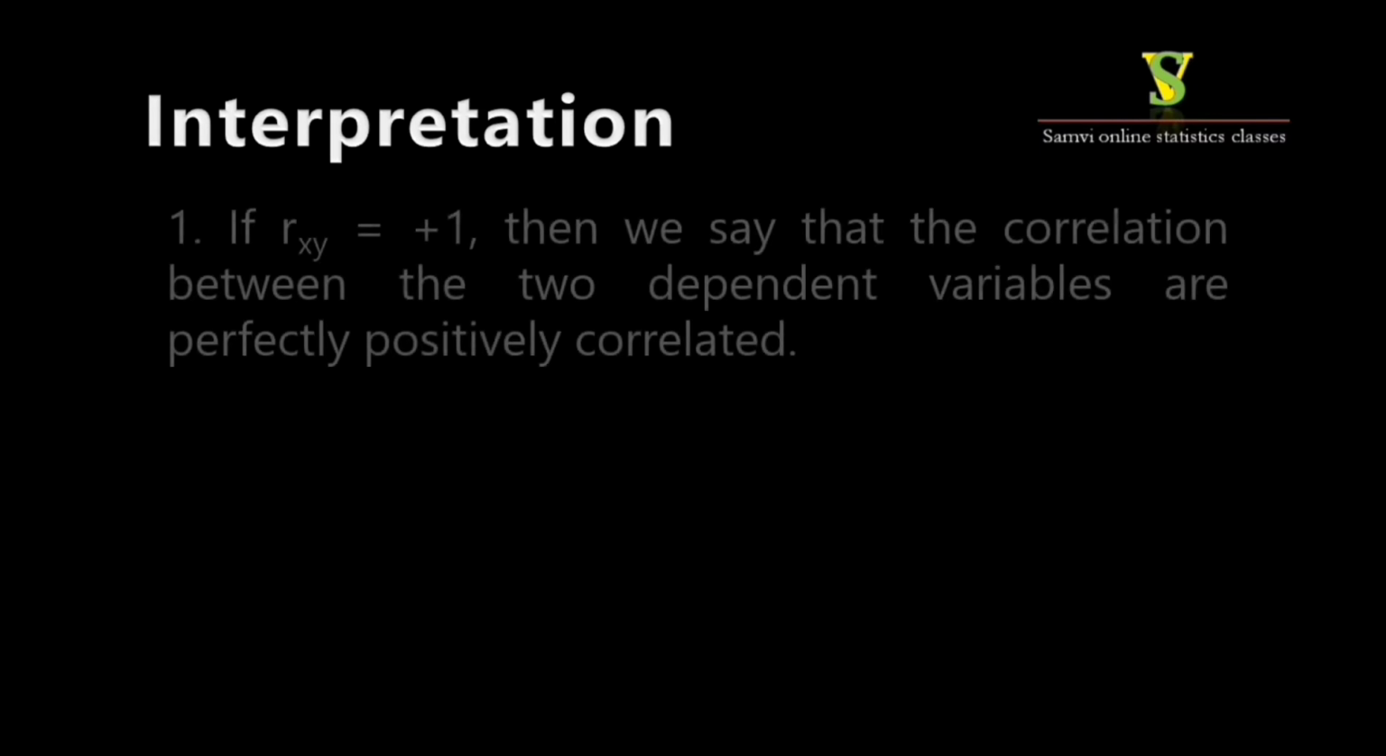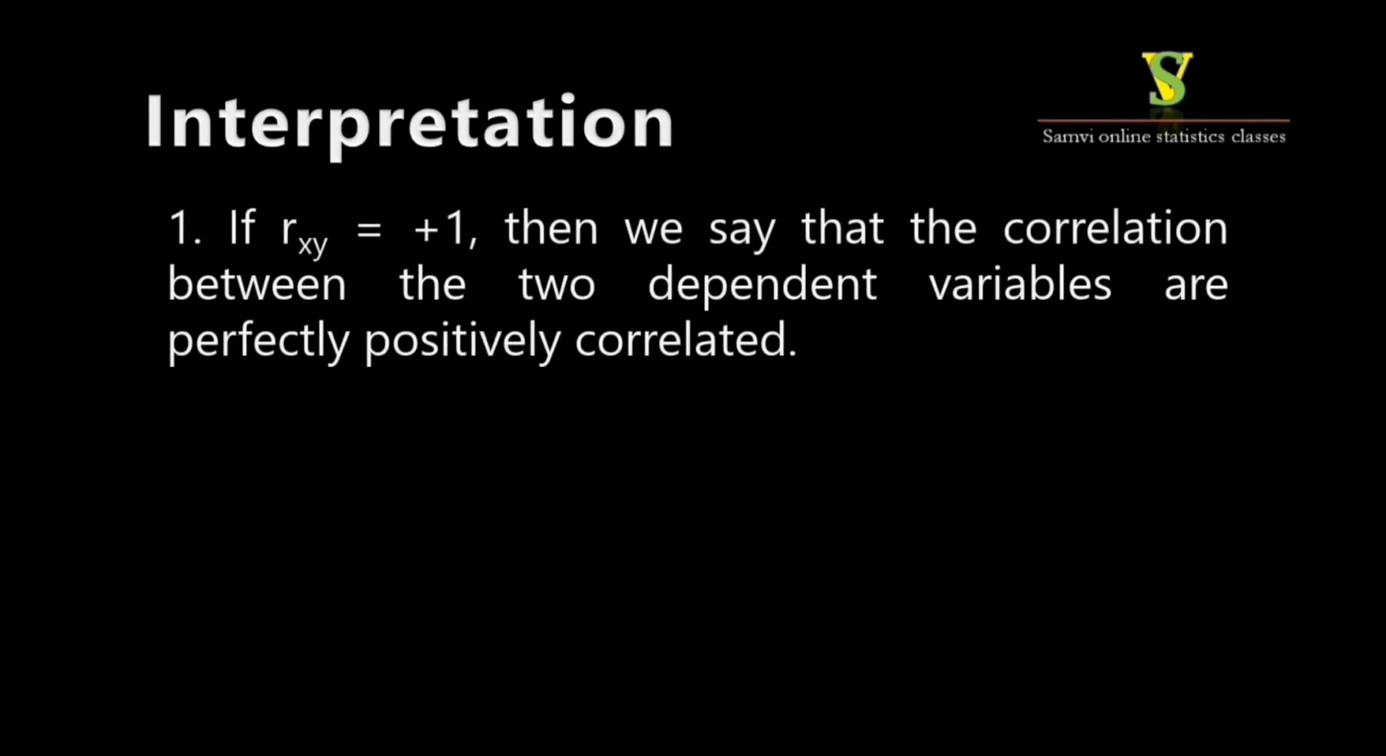Next is interpretation. The first interpretation is, if rxy is equal to plus 1, then we say that the two variables are perfectly positively correlated. The meaning is, by using Karl Pearson's coefficient of correlation, if you get the result plus 1, then we can say that it is a perfect positive correlation.